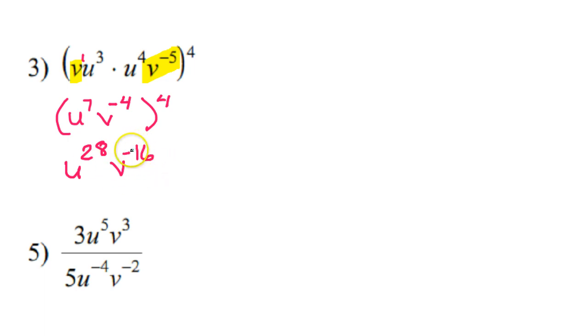Now, we're not allowed to leave negative exponents hanging around. Because the v has a negative exponent, it's going to have to drop down underneath the invisible fraction line. And that will give us our final answer, which is u to the 28th power over v to the 16th power.